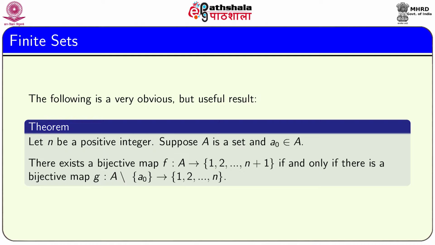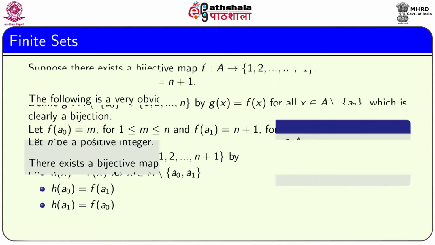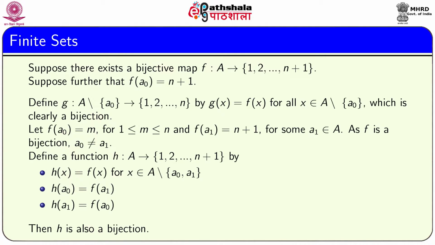Now, of course, this theorem is very natural and quite intuitive, but we shall establish this result to understand how the logic is built. Suppose there exists a bijective map F from A to the set 1 to n plus 1, and we assume that the point A0, a specific point of capital A, is mapped to the point n plus 1. So, this is the first case, when we are assuming that A0 is mapped to n plus 1.